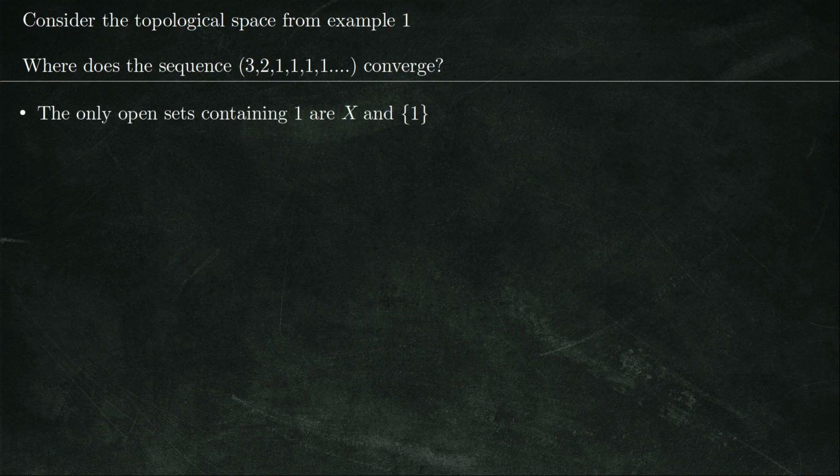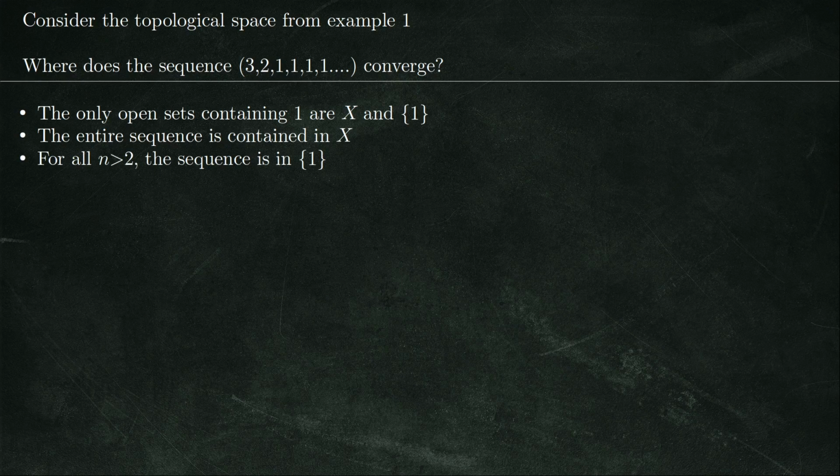So the only open sets containing 1 are X and {1}. So we just need to check, does the sequence remain in these for a big enough n? So the entire sequence is contained in X. I mean, that one's always going to be true. And for n greater than 2, the sequence is also contained in {1}. So therefore, for every open set containing 1, the sequence enters and then remains within that set.